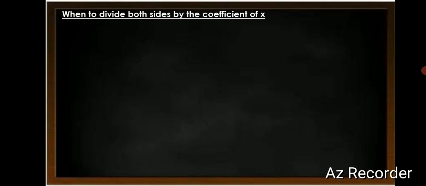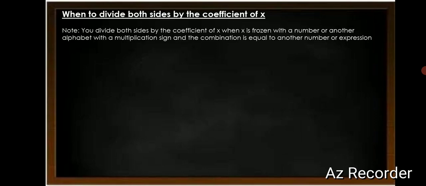Now, the second scope item, when to divide by the coefficient of x. You divide both sides by the coefficient of x when x is frozen with a number or another alphabet with a multiplication sign, and the combination is equal to another number or expression, just like we've already established.